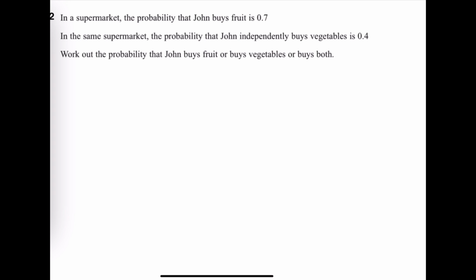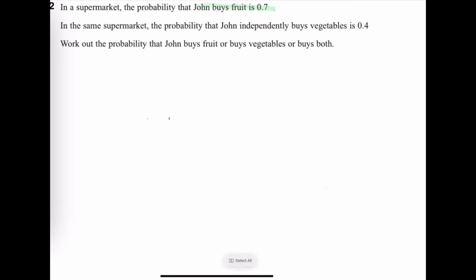12. In a supermarket, the probability that John buys a fruit is 0.7. And in the same supermarket, the probability that John independently buys vegetables is 0.4. Work out the probability that John buys fruits, or buys vegetables, or buys both. So what they're asking for is the probability John buys fruit, buys vegetable, or buys both.